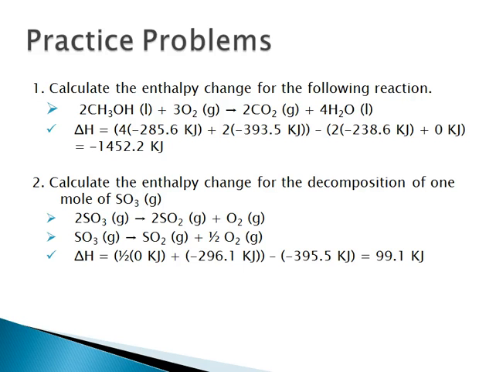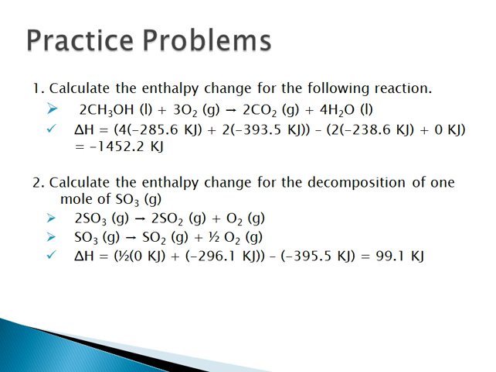Practice problem number 1. Calculate the enthalpy change for the following reaction. By using a table of standard enthalpies of formation, you can solve for delta H. Look at the product side first. You take the delta HF of H2O and times it by 4 plus the delta HF of CO2 times 2. Then you look at the reactant side and take the delta HF of CH3OH and times it by 2 plus the delta HF of O2 times it by 3. Then you do products minus reactants and get negative 1452.2 kilojoules.